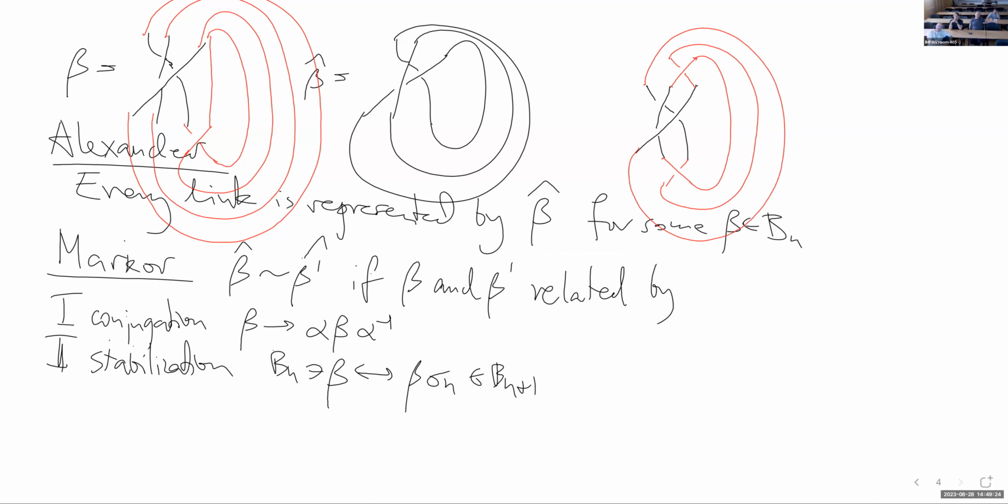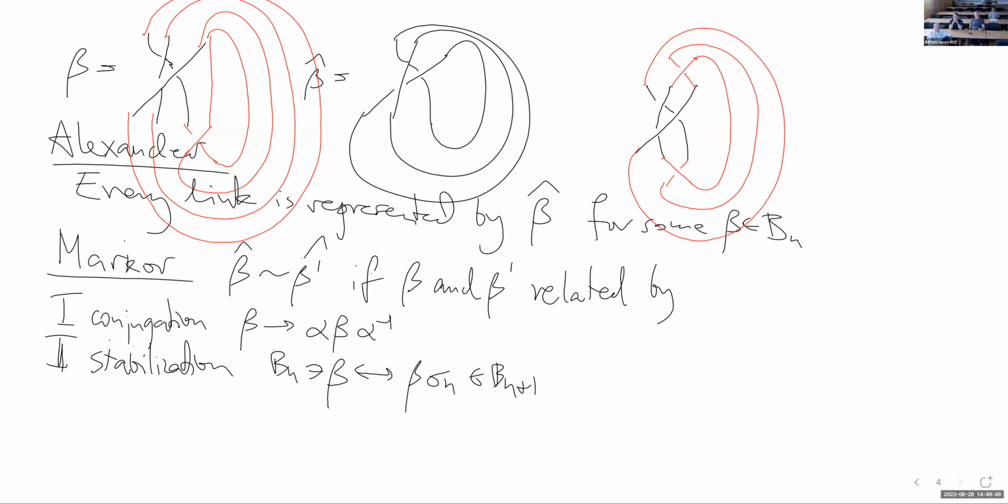Yeah, I've got it. Thank you so much. This is a beautiful picture. So basically you have alpha here, you have alpha inverse here, and you can slide alpha inverse around to alpha, and then they will cancel. So this is Markov's theorem. These are called Markov moves.